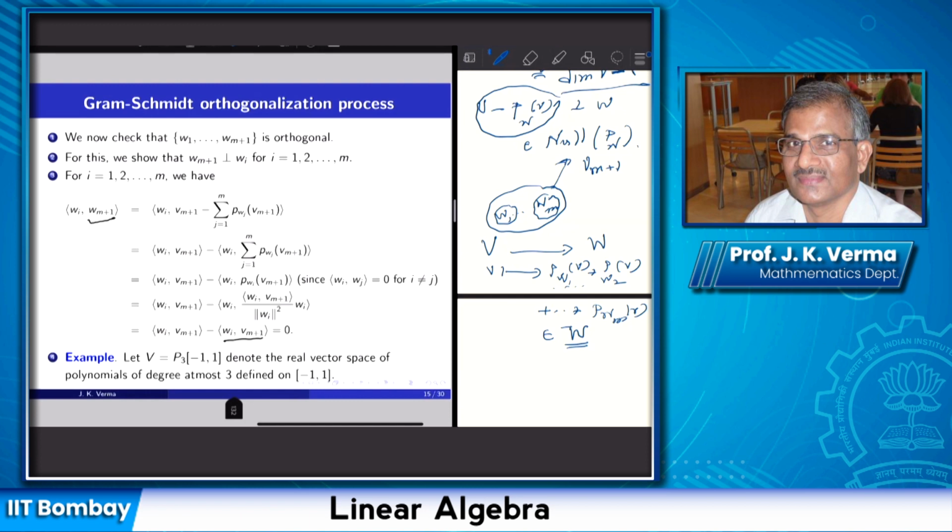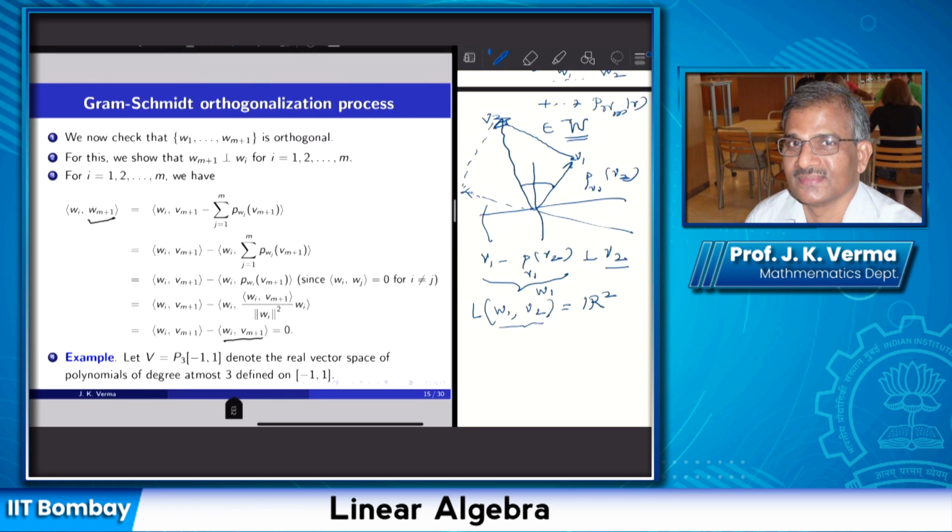Now this process cannot continue forever, because V is n dimensional. As soon as you get n vectors which are perpendicular to each other, I would have constructed n linearly independent vectors, and these n linearly independent vectors will form a basis of W, called the orthogonal basis. So this is the Gram-Schmidt process.